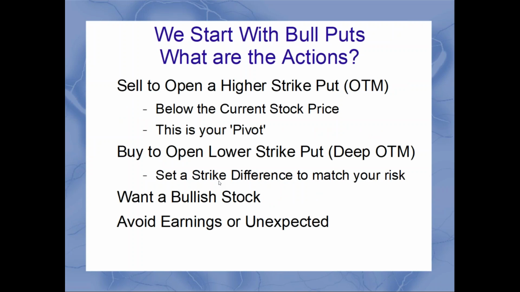Not related to the poll, though, 41% of you, the highest amount, said you're interested in bull put credits. So we're going to start with the bull put credit spread. What are the actions? Okay, we're going to sell to open a higher strike put, I mean a higher strike put in relation to the other put we're going to buy, in combination with the same expiration date. But the put that we're going to sell is typically going to be below the stock price. That gives you a better probability of success.